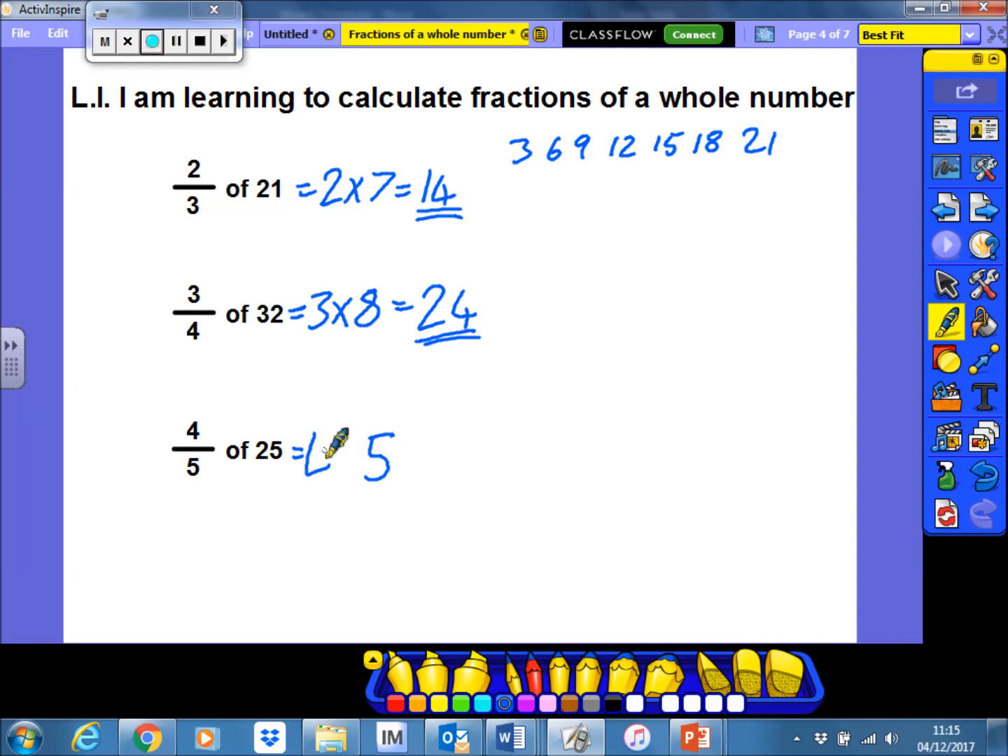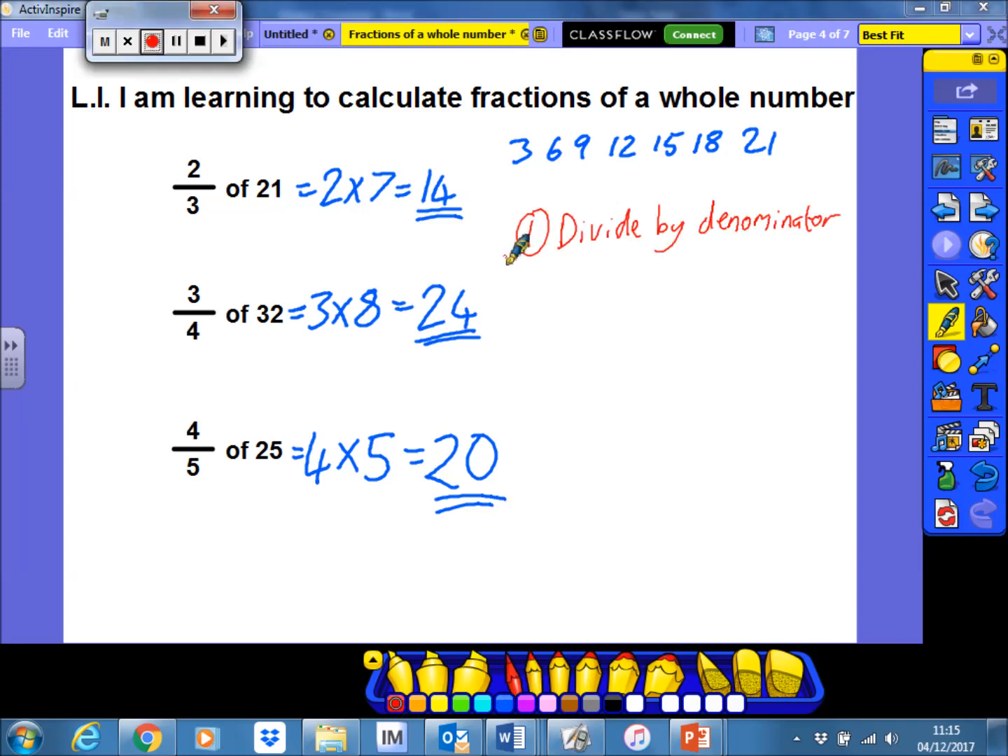Then I'm going to times it by 4 to get my answer, and the answer there is 20. Okay? So the strategy that we have is, first of all, to divide by the denominator. Then times our answer by the numerator. Or as a lot of people like to say, divide by the bottom and then times by the top.